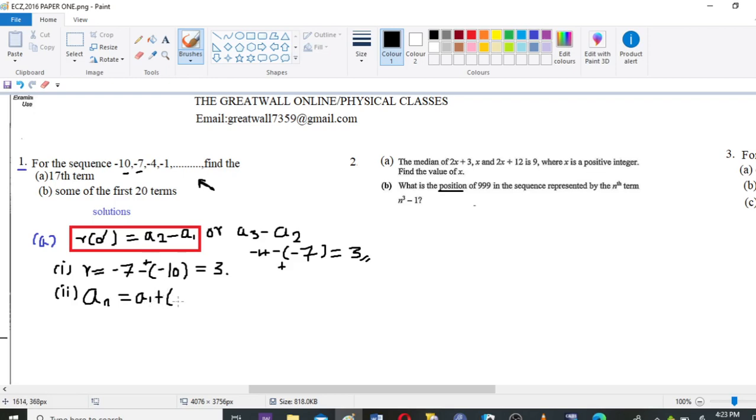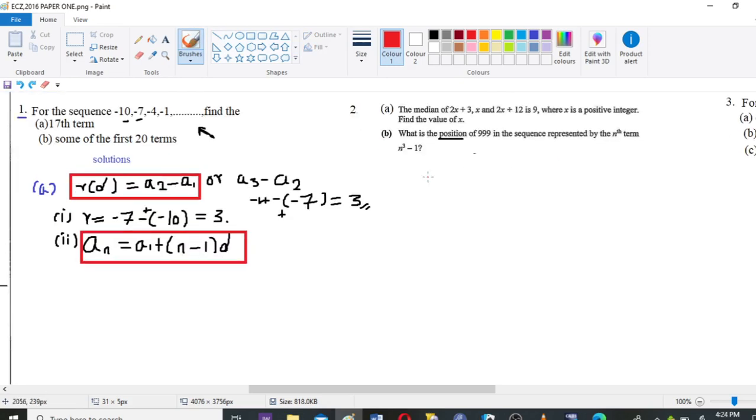Open bracket, n, which is the position of the term that you want, minus 1 multiplied by the common difference. Again, this is the formula for the nth term of an arithmetic progression: a subscript n is equal to a1 plus open bracket n minus 1 multiplied by d, which is the common difference. So we can solve for the nth term.